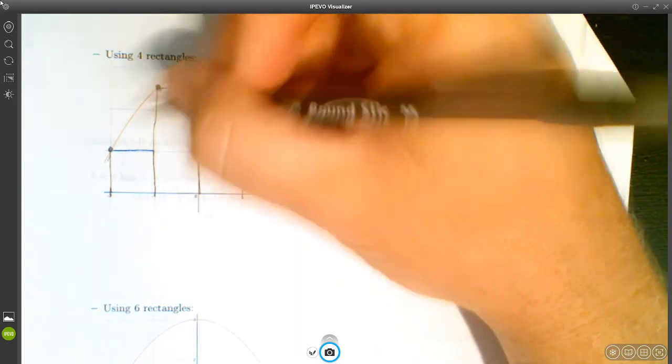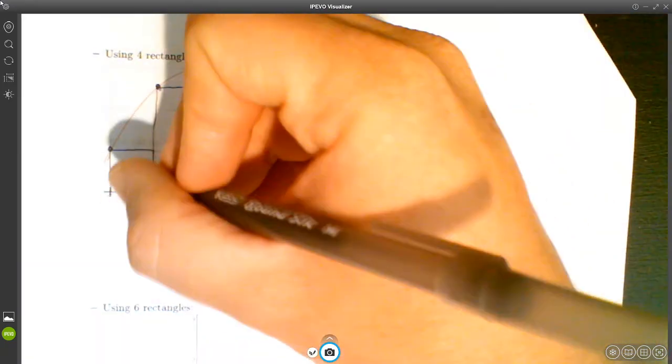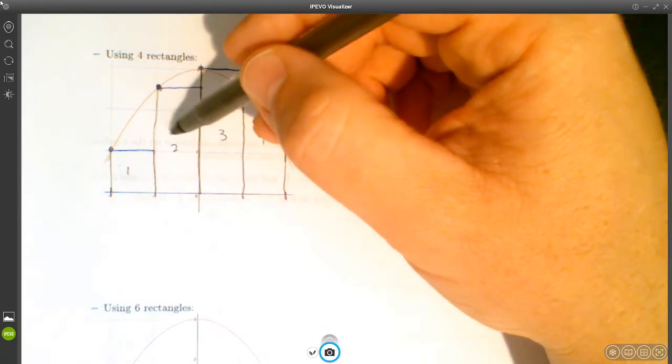Okay, so one thing that I might want to do is figure out what this height is. So for this one, the height is clearly 1. For this one, the height is clearly 3. But for this one, it's not very clear what the height is. So maybe if I label these rectangles 1, 2, 3, and 4, I need to figure out the heights of rectangles 2 and 4.